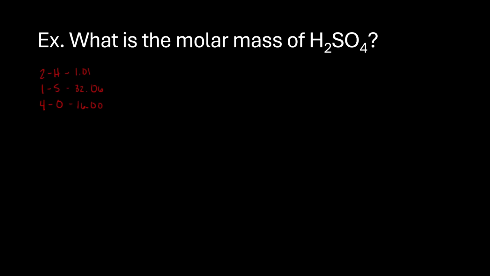Now all you're going to have to do is multiply the number of atoms that you have, which I wrote down here, by your atomic mass. So I'm going to multiply 1.01 by 2 and get 2.02. I'm going to multiply 32.06 by 1 and it's going to stay 32.06, and I'm going to multiply out 16.00 times 4, and that's going to give me 64.00.